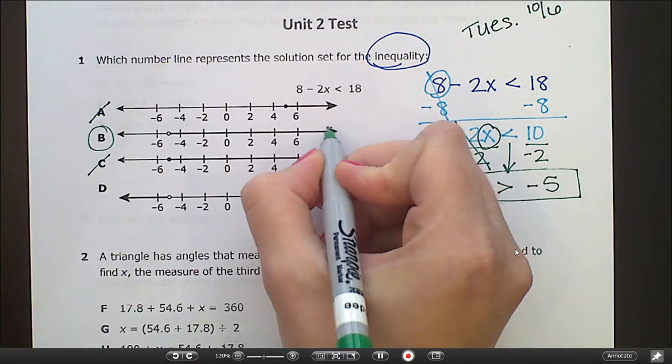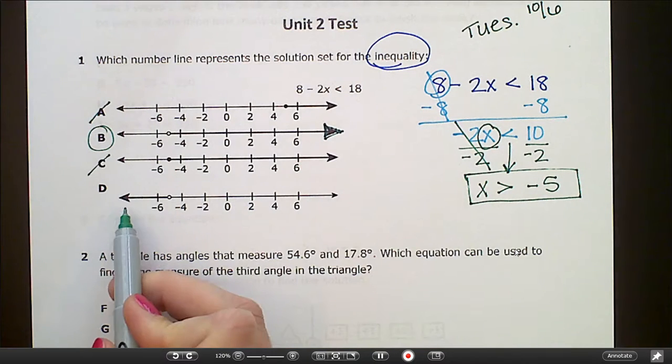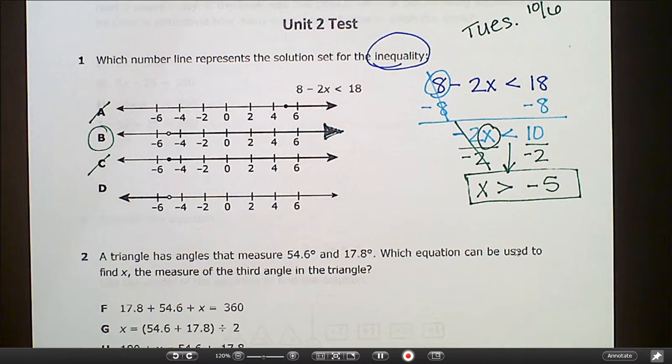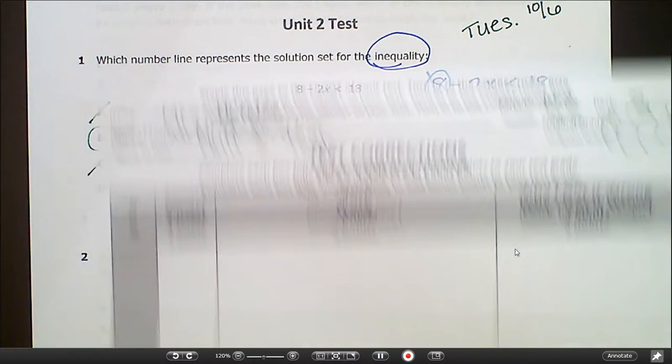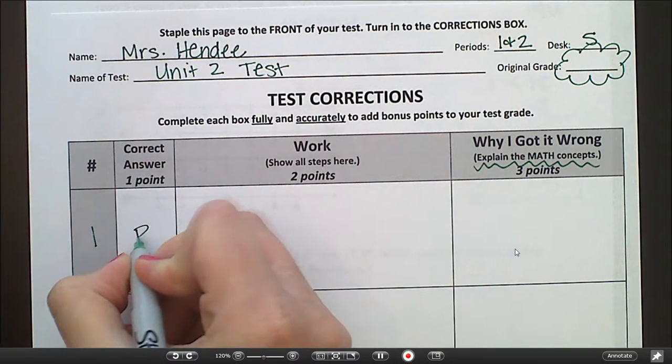And the way that you can tell that is because our arrow is so big over here. On this one, on D, the arrow is bigger to the left. So maybe that's why you missed it, but if that is why you missed it, I need you to explain that very thoroughly. So right now, if you missed number 1 on your test correction sheet, you would put number 1. For the correct answer, you would put B.